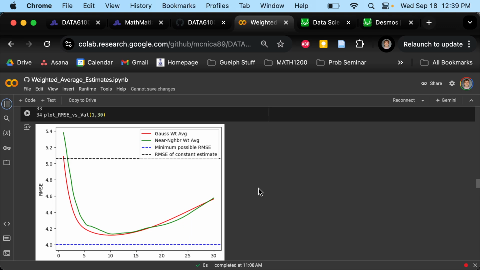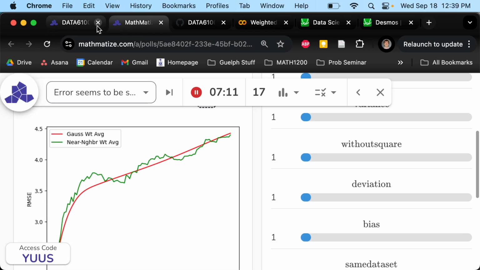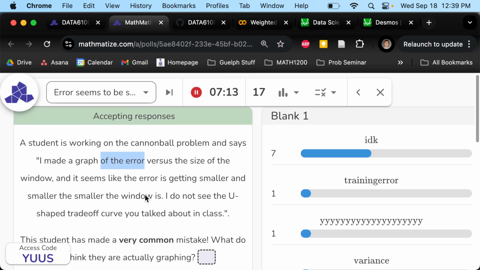And what the student did is they did something called the training error. They made a graph of the training error versus the size of the window. That is what their graph is, and this is an extremely common thing. So they forgot to tell me that it was the training error, and then they graphed the training error, expecting the training error to have this U-shaped trade-off curve, and the training error does not.